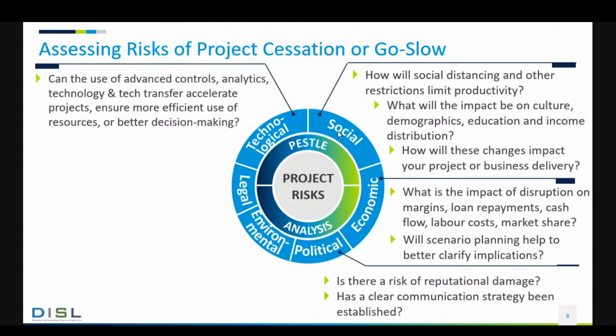So you need to look at, for example, how you can implement advanced controls, analytics, technology, tech transfer. How can you use these to accelerate your projects? How can you use them to make the most efficient use of your resources, or even improve your decision making? You may even want to consider the impact of research and developing emerging technologies. Are there new emerging technologies out there that will be able to benefit your organization and help you move forward?